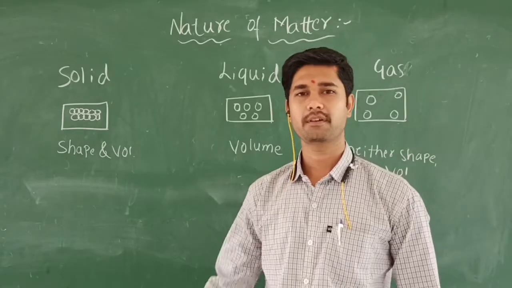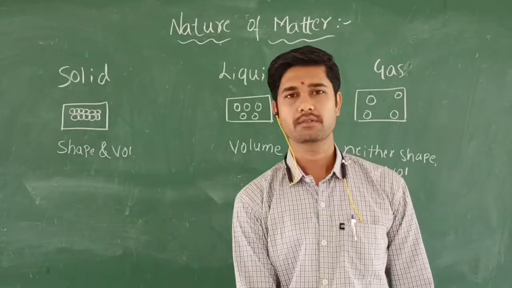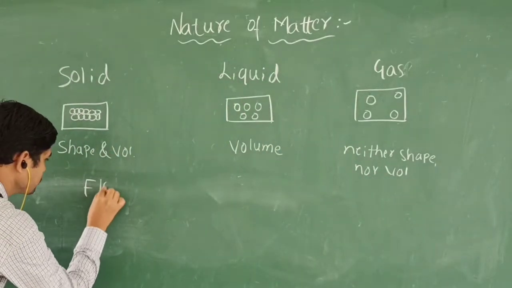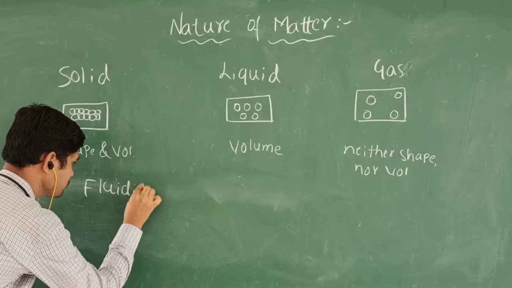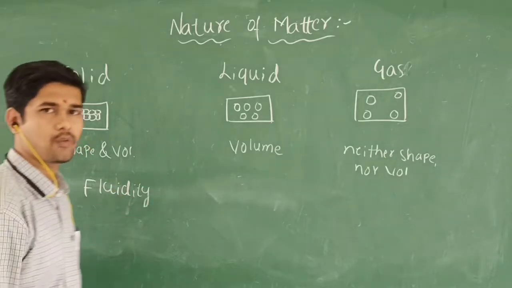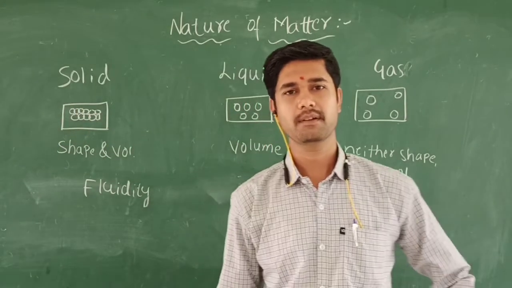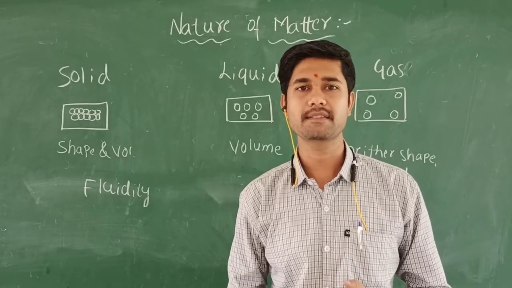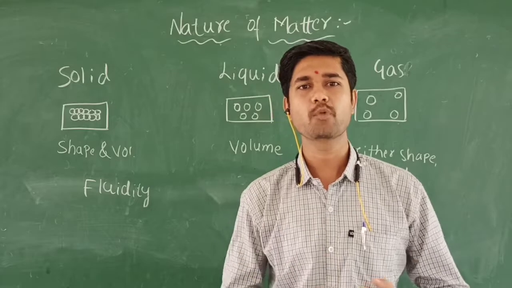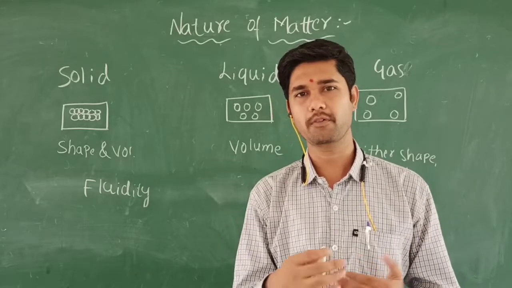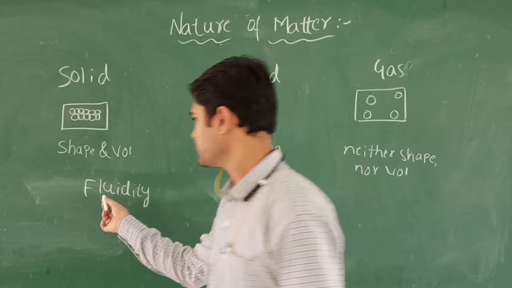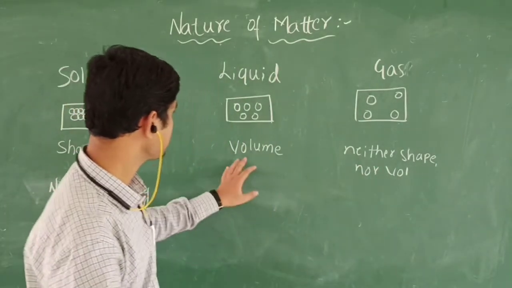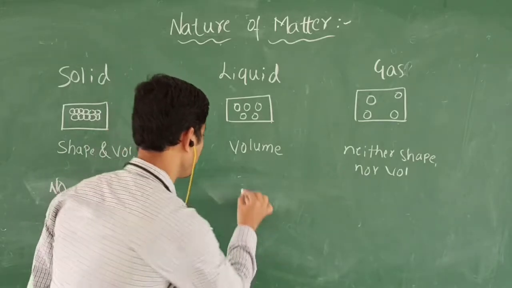The third property is called fluidity. What do you mean by fluidity? Fluidity is the tendency of any substance to move or flow. Solids have no fluidity, whereas liquids and gases have fluidity.